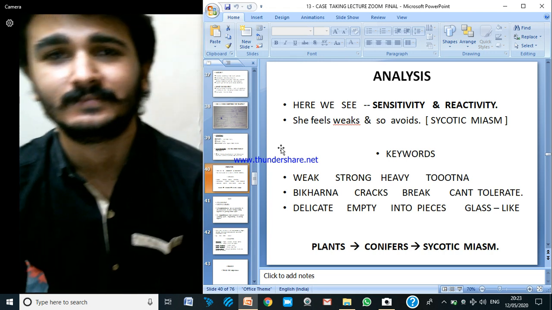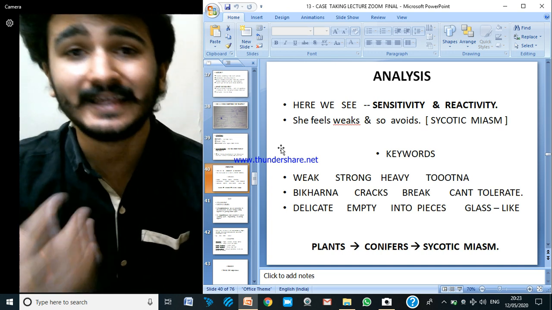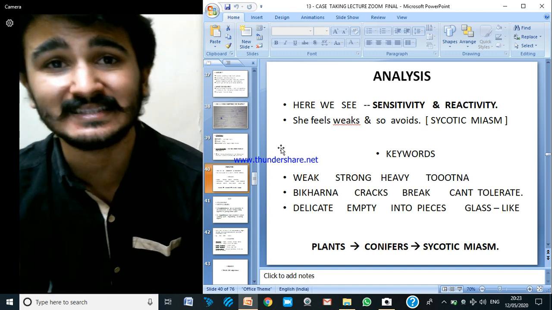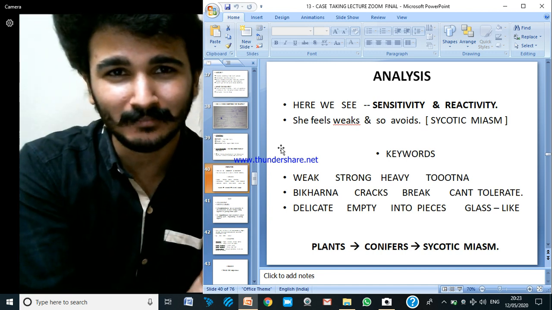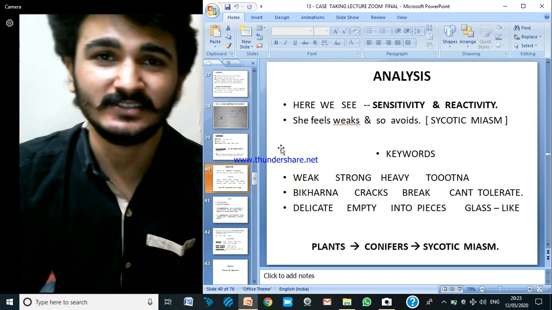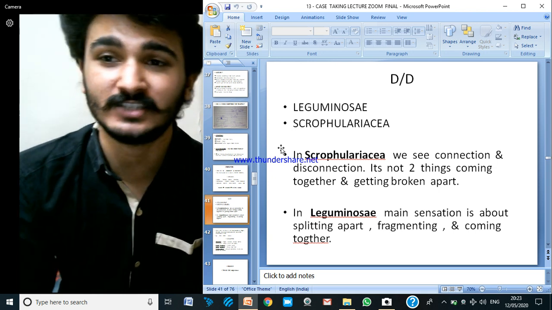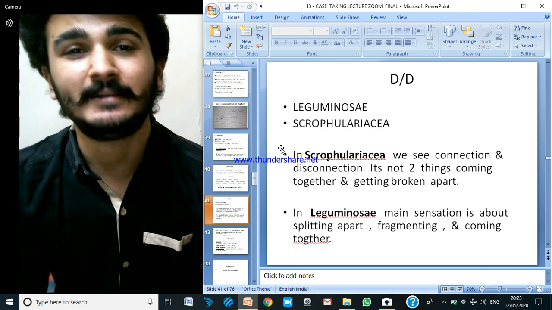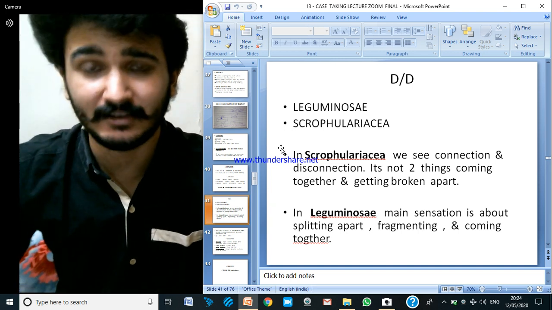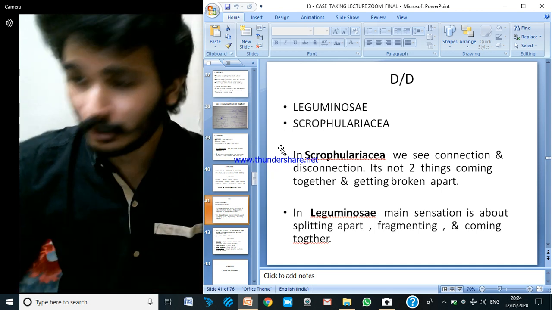So she avoids it. The keywords were weak, strong, heavy, tootna, bikharna, cracks, break, can't tolerate, delicate, emptiness, into pieces, glass-like. So plant kingdom, conifers, and psychotic miasm, that is Thuja. The DD was Leguminosae. Leguminosae is the Vatana family, the Baptisia family. They feel that everything will be scattered, everything will be in pieces, everything fragmented. So they want all pieces to be together, all parts to be together.